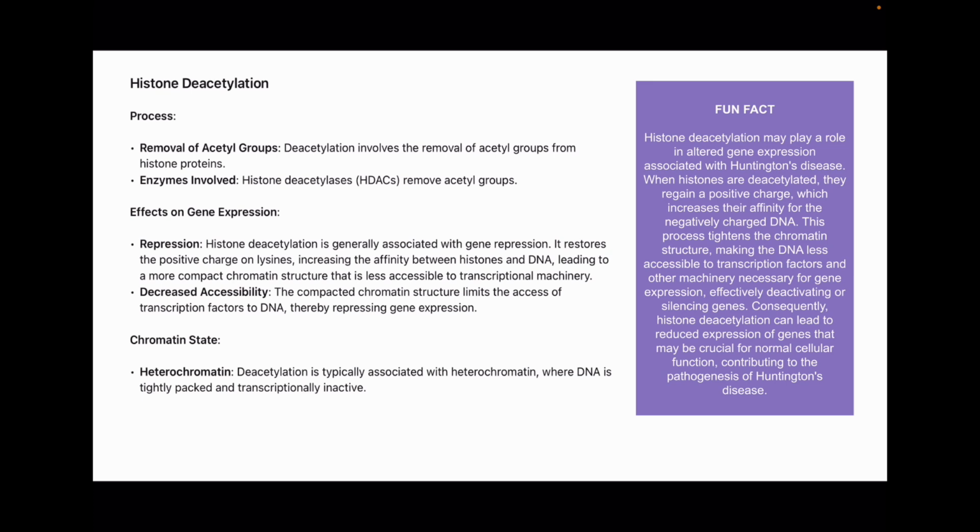Here we have another fun fact. Histone deacetylation may play a role in altered gene expression associated with Huntington's disease. When histones are deacetylated, they regain a positive charge, which increases their affinity for the negatively charged DNA. This process tightens the chromatin structure, making the DNA less accessible to transcription factors and other machinery necessary for gene expression, effectively silencing genes. Consequently, histone deacetylation can lead to reduced expression of genes that may be crucial for normal cellular function, contributing to the pathogenesis of Huntington's disease.